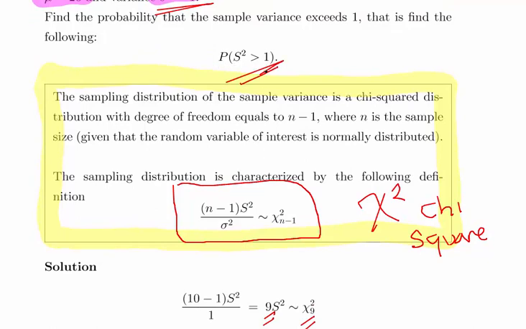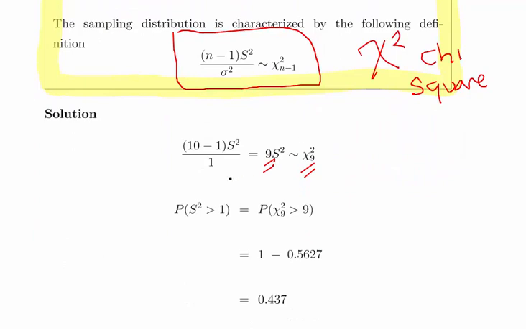Probability of s squared greater than 1. What we're going to say here is that the probability of s squared greater than 1 is equal to the probability of chi-squared greater than or equal to 9. Where does that follow from? Essentially, s squared is treated as 1/9 of chi-squared with degrees of freedom 9. So the probability of s squared greater than 1 is equal to the probability of chi-squared with 9 degrees of freedom greater than 9. Basically, it's just scaling by 9, treating s squared as 1/9 of chi-squared, if you get me.